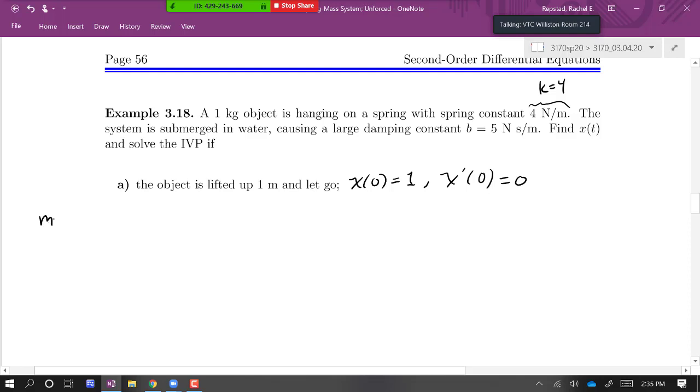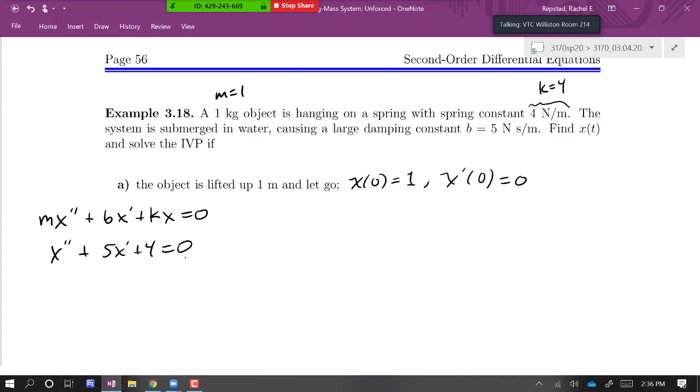So here's our basic equation, m x double prime plus b x prime plus k x equals 0. And k is 4, b is 5, and m is 1. So that means we've got x double prime plus 5x prime plus 4 equals 0. When we're solving a homogeneous equation, we use the same techniques we were using before the break. We're going to write down the characteristic equation, r squared plus 5r plus 4 equals 0.